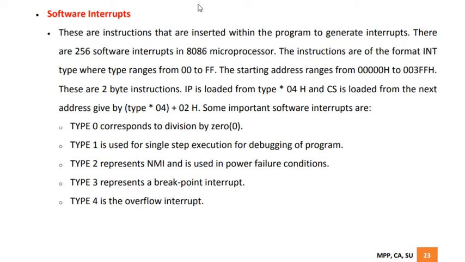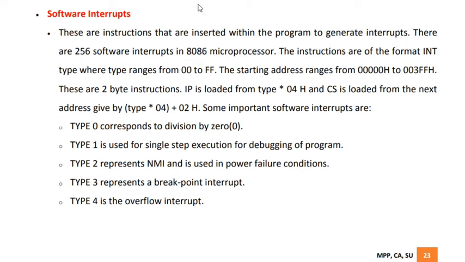So, the starting address ranges from 00000H to 003FFH. These are 2-byte instructions. In this case, IP is loaded from type into 04H and CS is loaded from the next address given by type into 04 plus 02H. So, this is what we have already learned. The instruction pointer is loaded with type into 04H, and CS is loaded from the next address given by type into 04 plus 02H.